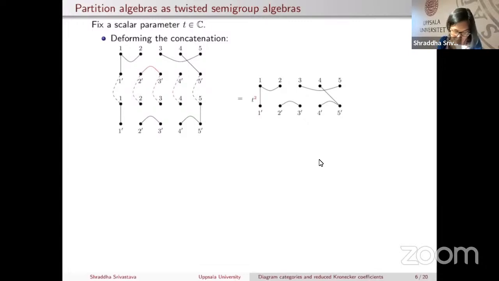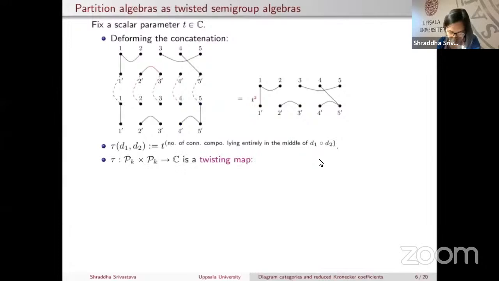So in the deformation, we count the number of connector components that lie in the middle. In this example, there are two of them, so we multiply this diagram by the scalar t to the power 2. By counting the connector components that lie completely in the middle, that gives a twisting map, a map from the Cartesian product of P_k with itself to the field C. And it should satisfy some condition, and this condition precisely says that the deformation of the multiplication remains an associative operation.